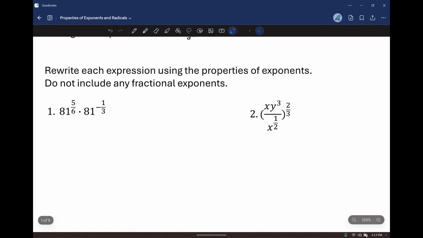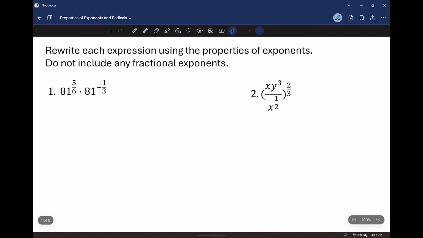All right. So we're going to rewrite each expression using those properties of exponents, and we are not going to include any fractional exponents. So in the end, if we have fractional exponents, we're going to convert those into radicals.